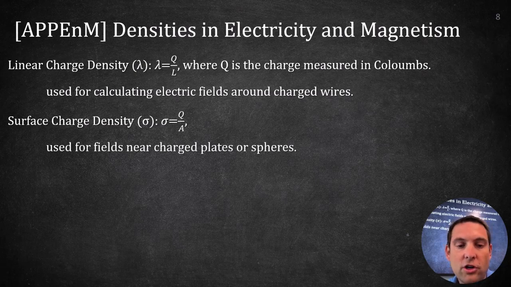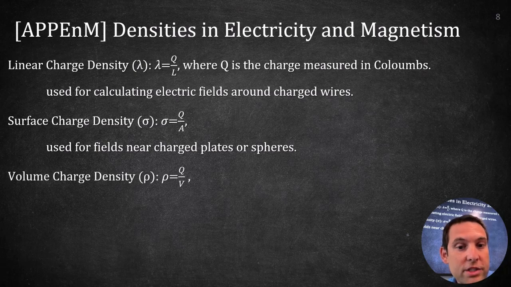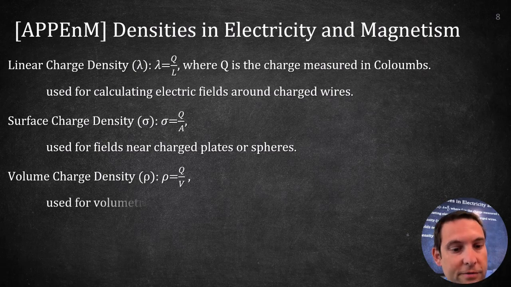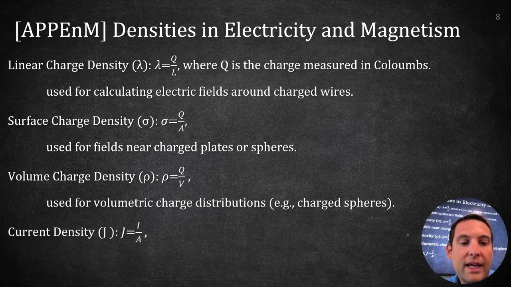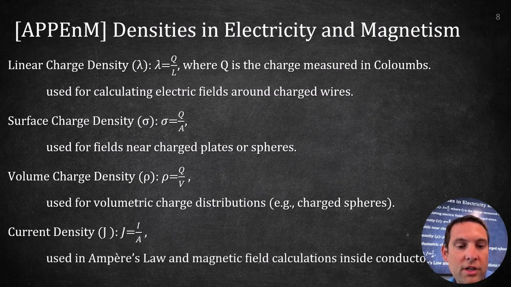For surface charge density, we use these for fields near charged plates or spheres. Volume charge density, charge per unit volume, used for volumetric charge distributions. And finally, current density, J equals I over A. I is our current measured in amperes, and A is the area. So we're going to use this in Ampere's law and magnetic field calculations inside of conductors or solids.